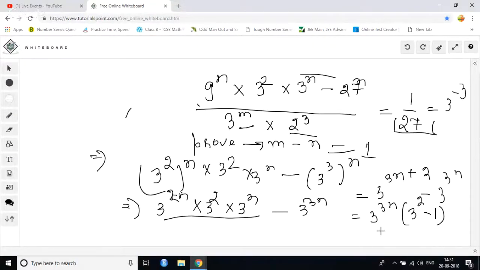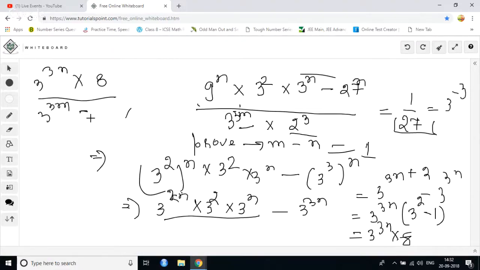So see what I'm getting here? Guys, one mistake I have made. This is not 3 to the power n, this is 3 to the power 3m. So I'm just changing it. So you look at here, you get 3 to the power 3n multiplied by 3 square minus 1 is 8. So I'm writing here, my numerator is nothing but 3 to the power 3n multiplied by 8, divided by 3 to the power 3m and multiplied by 2 cube. How much is it? This is 8, and this is equal to 3 to the power minus 3.